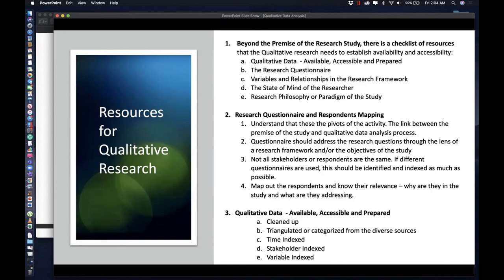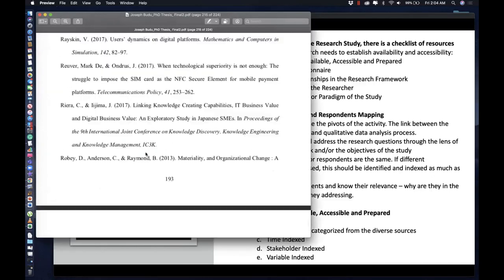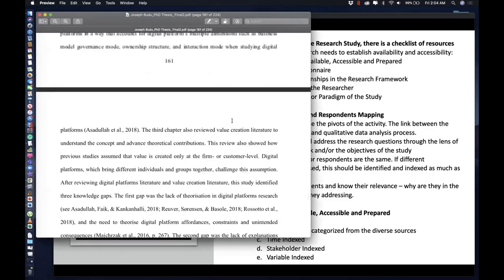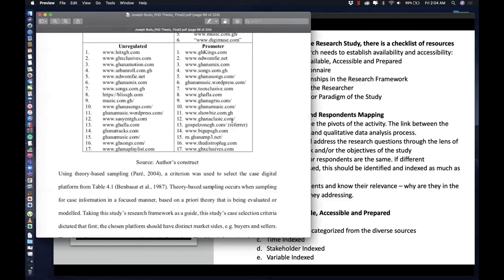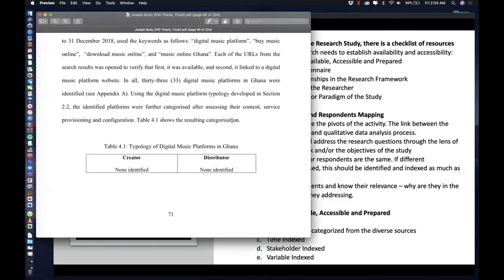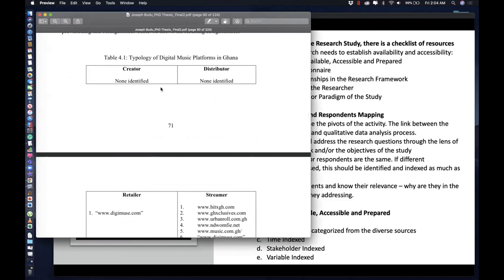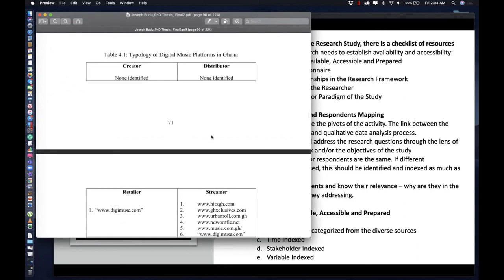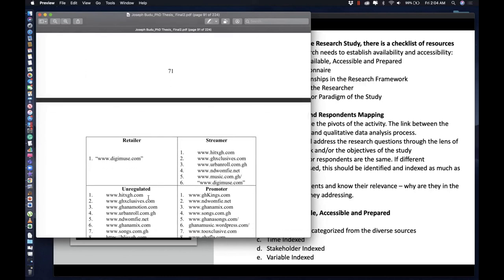Number three, map out the respondents and know their relevance. Why are they in the study and what are they addressing? Why are you interviewing these different dimensions of people? So that's the kind of question. I don't know whether Joseph addressed that in his methodology, so I'll go back to his methodology and see. In his methodology, he categorized the typology of music platforms: a creator type, a distributor, a non-retailer, then streamer, then promoter, and then unregulated.